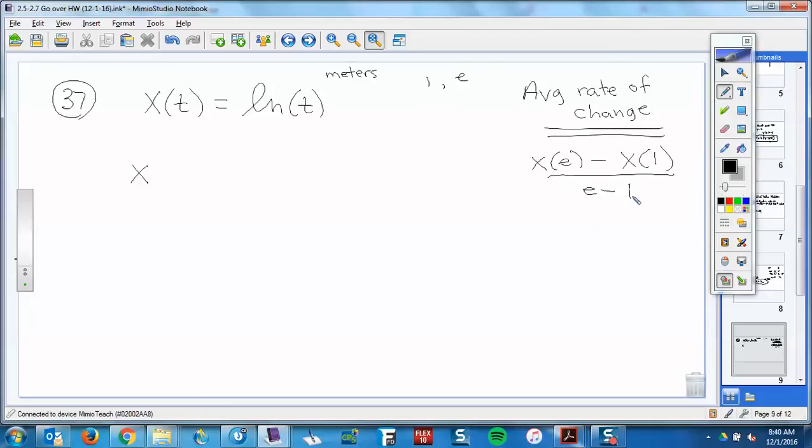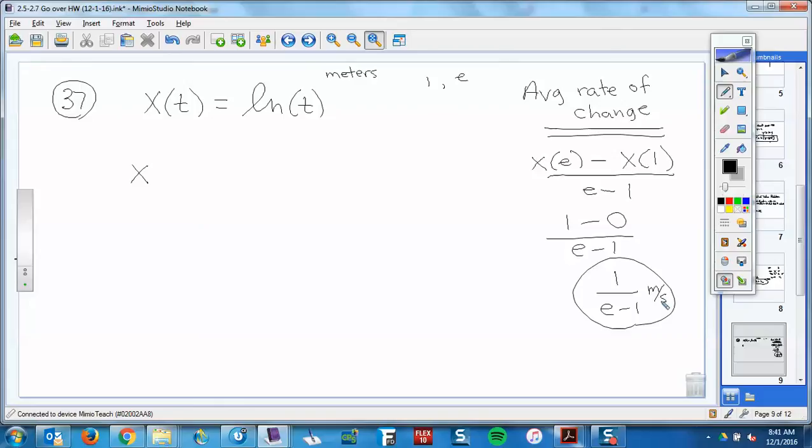You've got to understand, average rate of change means slope between 2 points. They give you the 2 points, and all you have to do is plug them in. This would be meters up here, seconds down here, so that's going to be meters per second. Well, what's ln of e? 1. What's ln of 1? 0, over e minus 1. So that's just 1 over e minus 1. That's your answer, in meters per second.